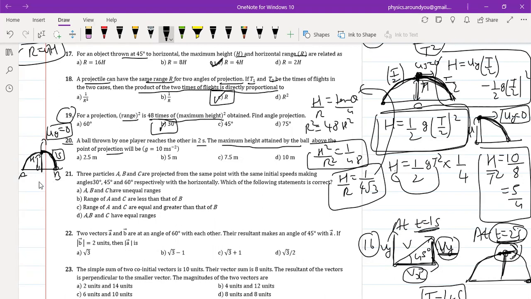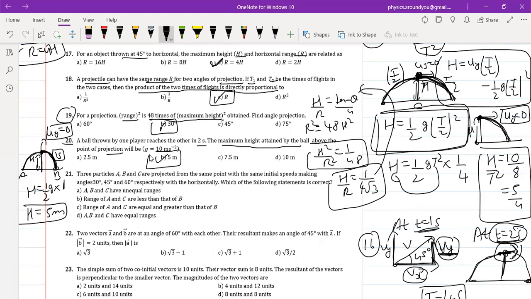How can I relate all this? H is equal to initial vertical component, if I just analyze this half, is 0. So uy t goes to 0, plus half g t square, where t is 1. So what should be h? H should be simply 5 meters. So height of the ball attained above ground is 5 meters.